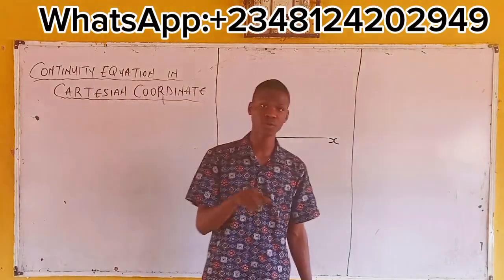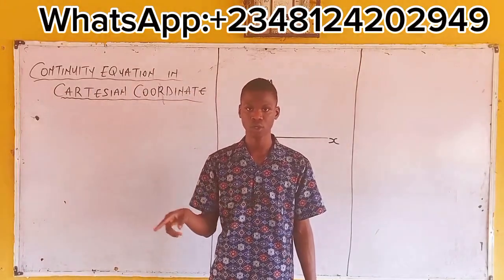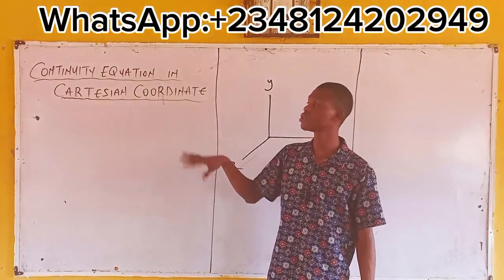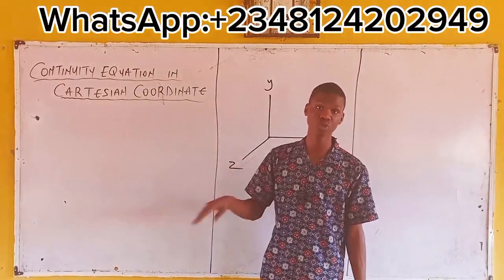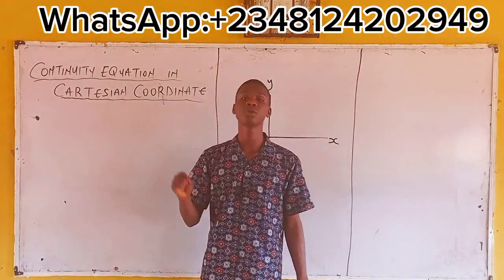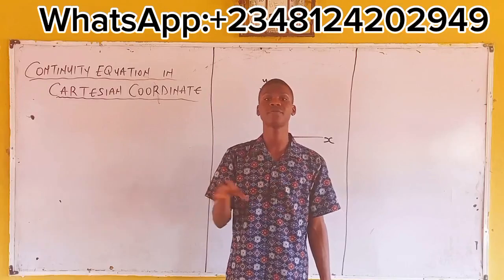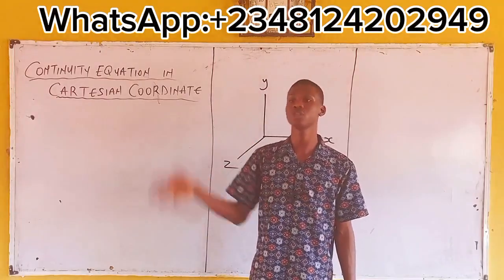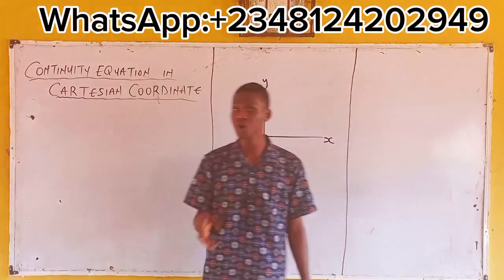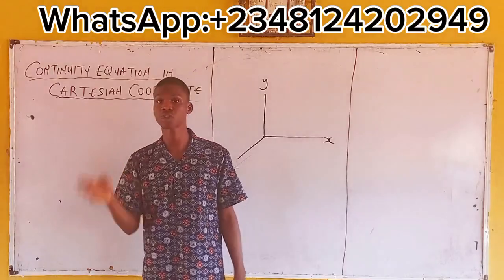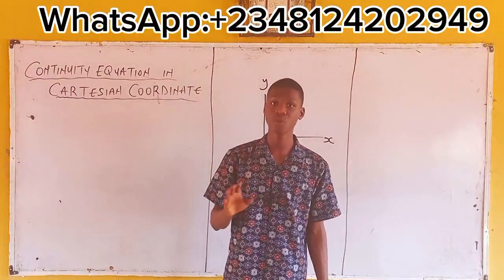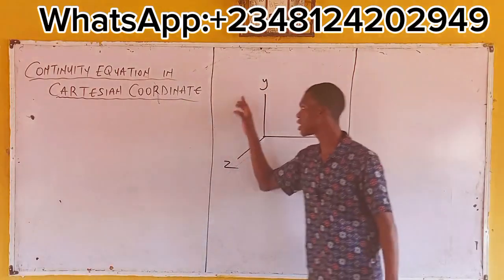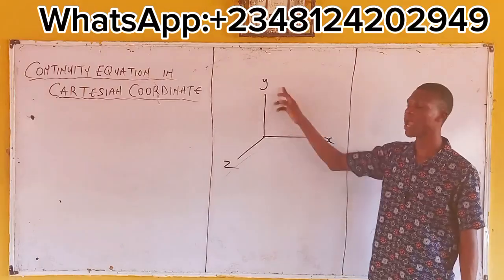Before then, we said we have two types of fluid: compressible fluid and incompressible fluid. For today's class, we'll be looking at the continuity equation in Cartesian coordinates with respect to incompressible fluid. Meaning, we'll be given an equation, and the question will say verify if this incompressible fluid satisfies continuity equation. We also have this for compressible fluid, but for today, we'll be looking at incompressible fluid.